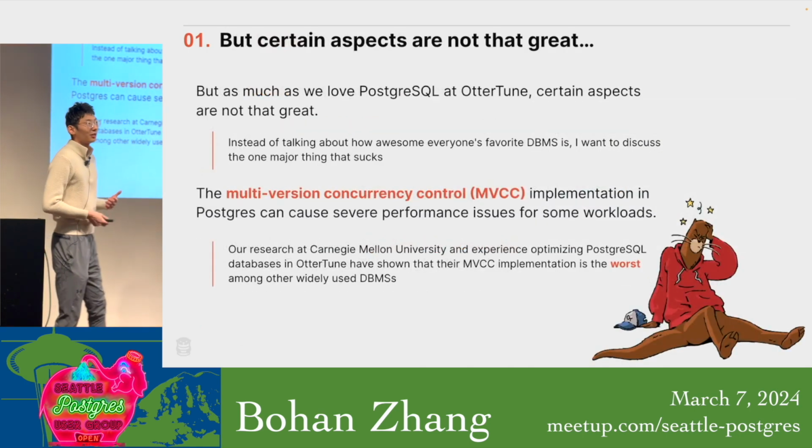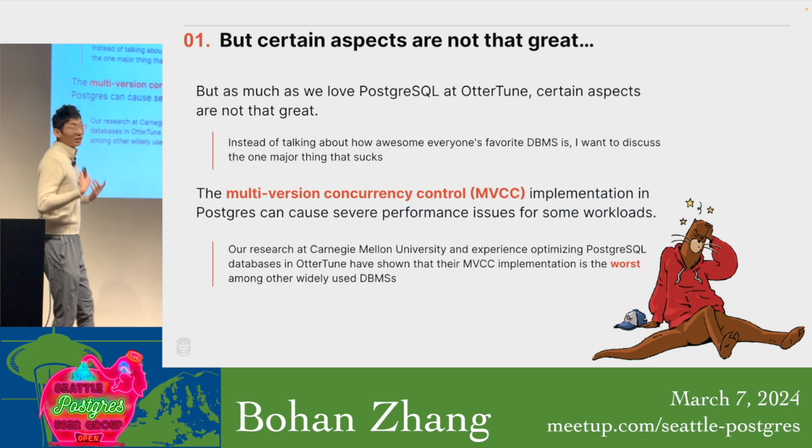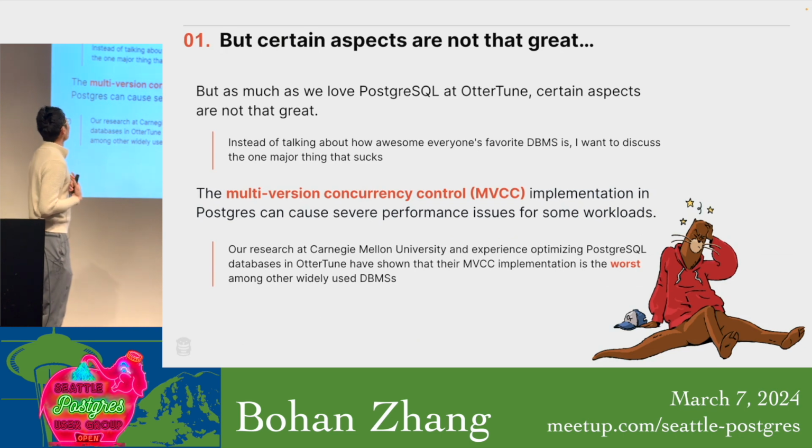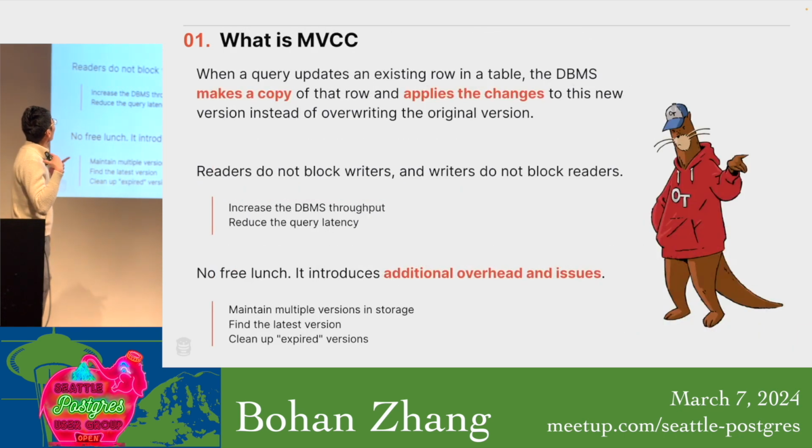But certain aspects are not that great in Postgres. As much as we love Postgres at OtterTune, certain aspects are not that great. So instead of talking about how awesome everyone's favorite database is, today I'll talk about the one major thing that sucks, which is the multi-version concurrency control, MVCC, implementation in Postgres. Our research at CMU and our experience optimizing Postgres at OtterTune has shown that its MVCC implementation is the worst among widely used databases like MySQL. MVCC can cause some severe performance issues for some workloads. So what is MVCC?